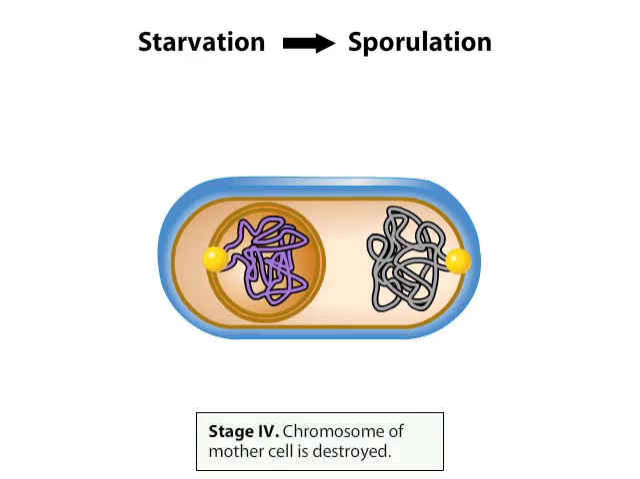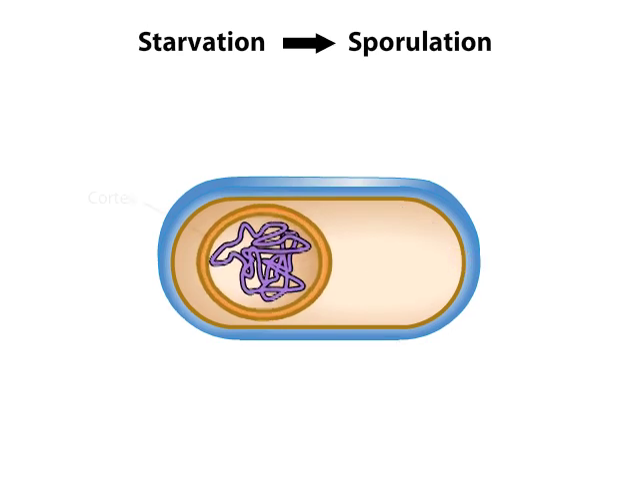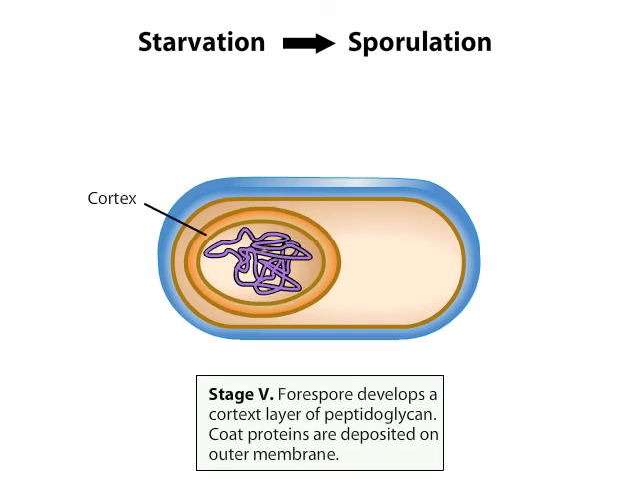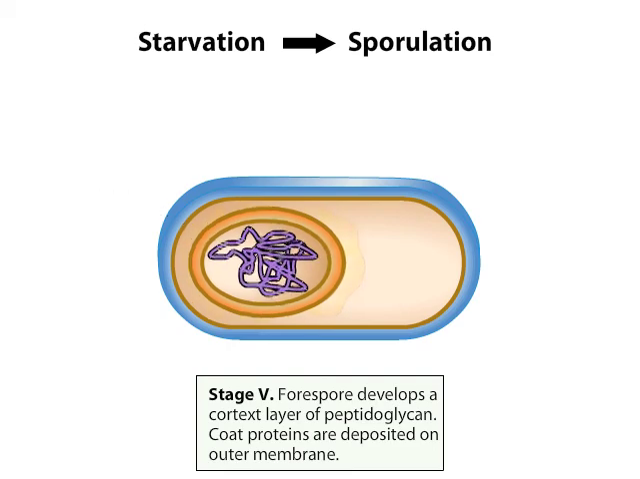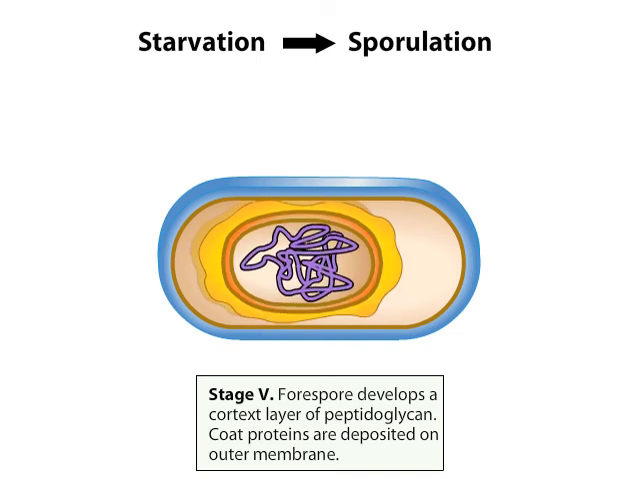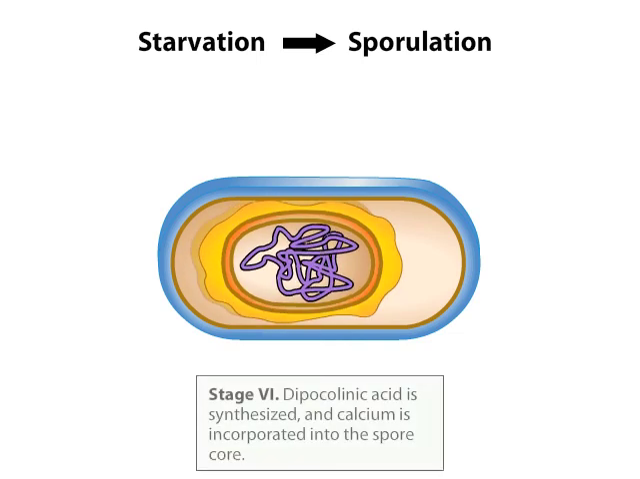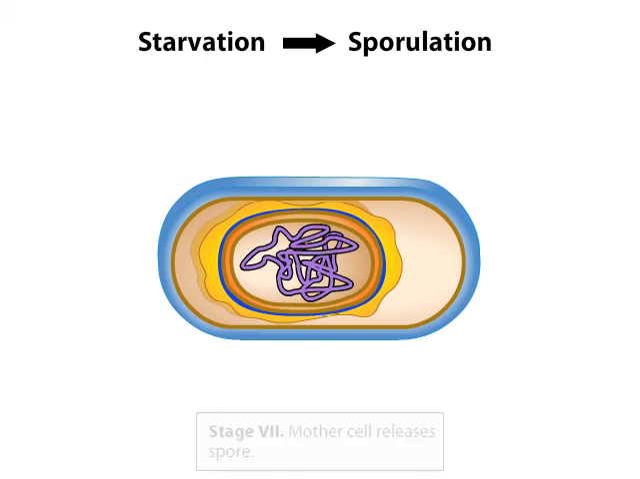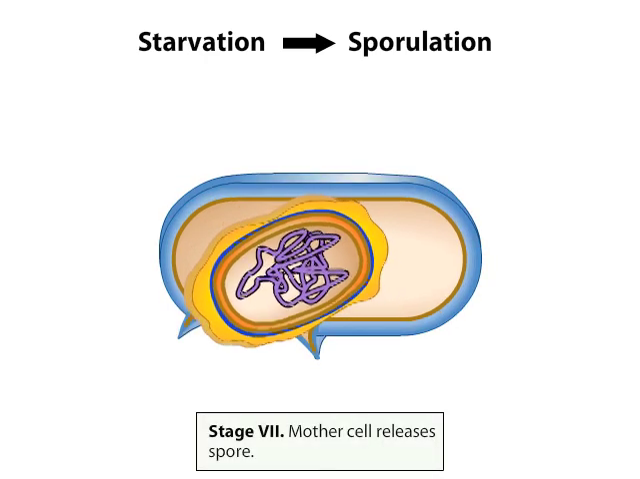The mother cell chromosome is eventually destroyed. A cortex, made up of a thick peptidoglycan layer, is placed between the two membranes surrounding the forespore. This cortex will be important in providing heat resistance and maintaining dormancy to the spore. Layers of coat proteins are deposited on the outer membrane. In the next stage, dipicolinic acid and calcium are incorporated into the spore. Dipicolinic acid is important in maintaining dormancy and in promoting spore dehydration, a characteristic that makes a spore heat resistant. The mother cell, now called a sporangium, dies and releases the mature spore.